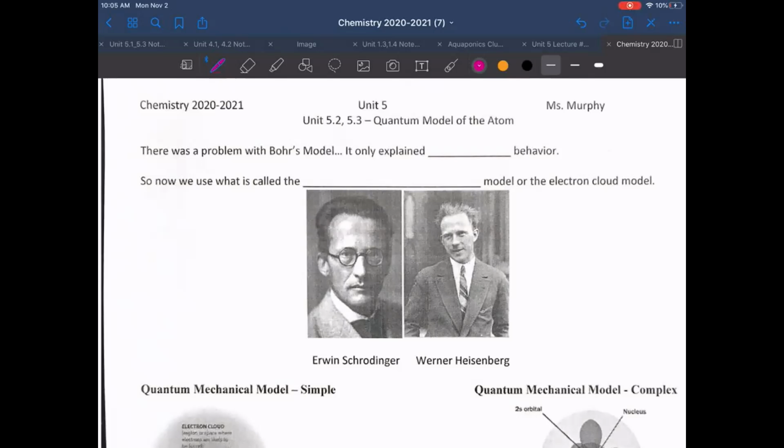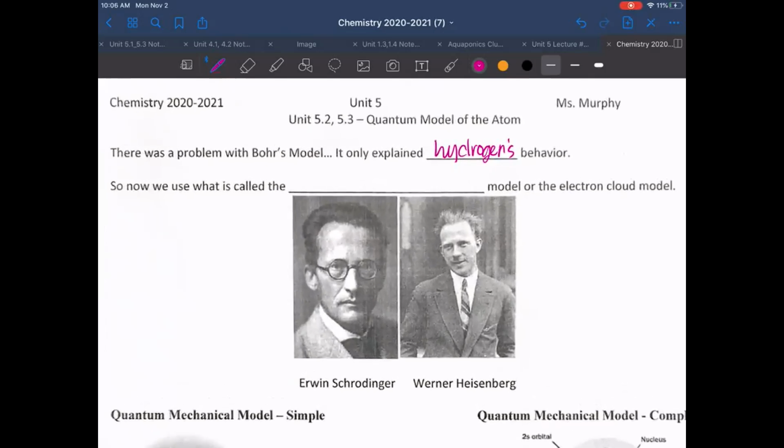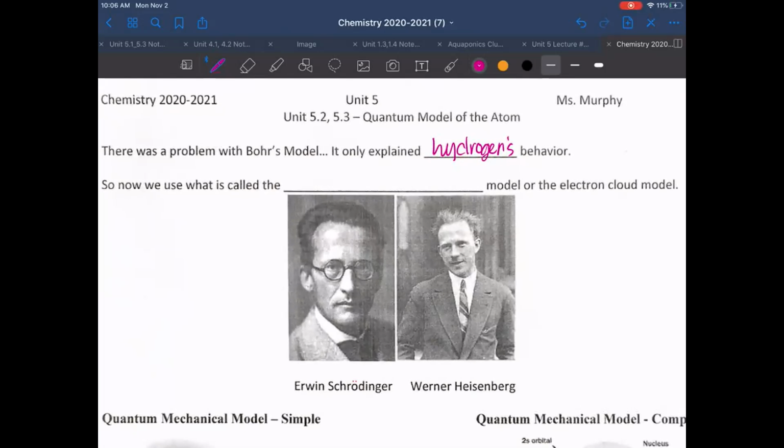The last thing we talked about was Bohr's model, and it was great for hydrogen. So it only explained hydrogen's behavior. So that being said, that wasn't perfect. So we had to modify this and figure out our atomic theory to fit all elements. And so you might recognize the names of Schrodinger and Heisenberg. These are really the two that fought their way and did some crazy math and physics and calculus to figure out the theory that we use today. So it is called the quantum mechanical model, or it's also nicknamed the electron cloud model.